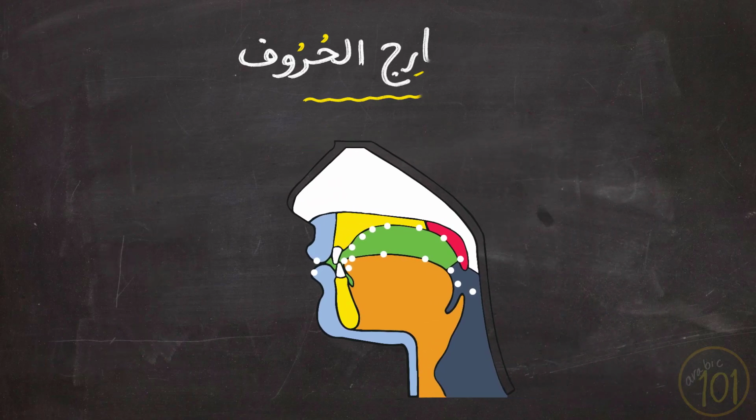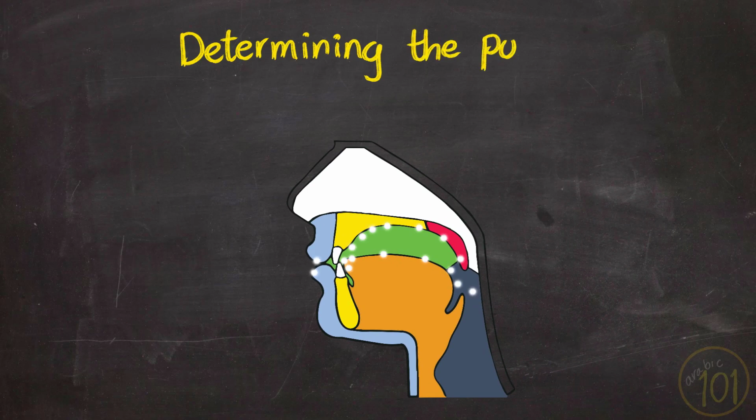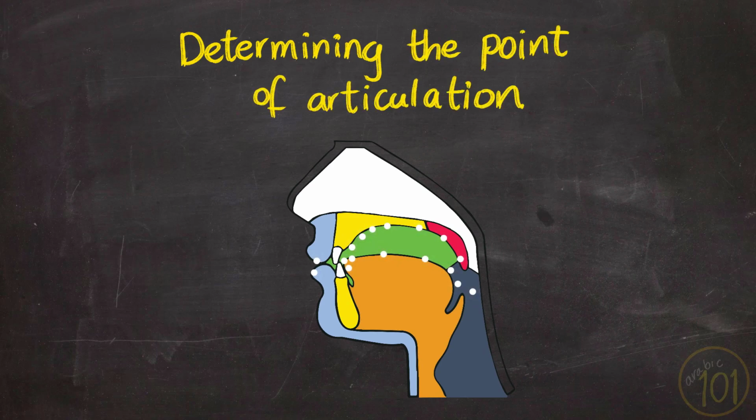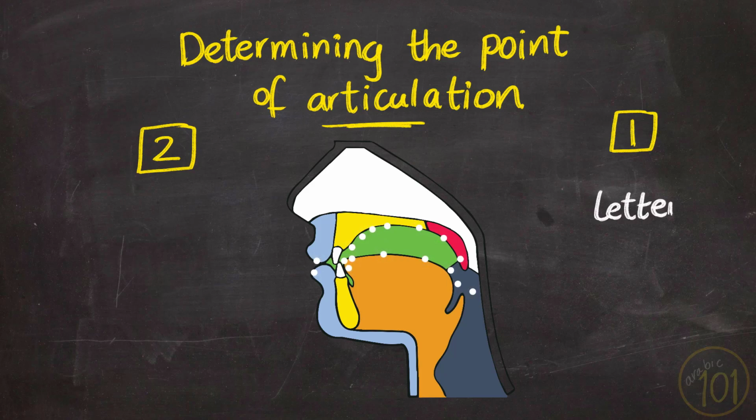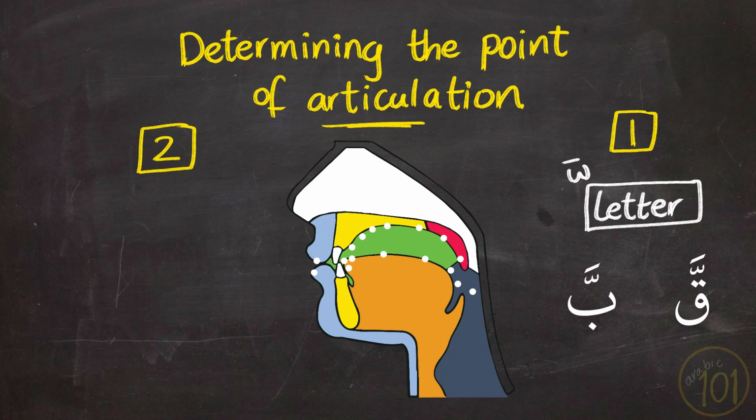But how could linguists determine the place from which a sound is produced? Well, they would use one of 2 methods, and through these methods, they could determine where and how a letter is produced. The first method is saying the letter with shadda on it. So, the letter qaf, for example, we would then say qa, qa. And for the letter ba, we say ba, ba.